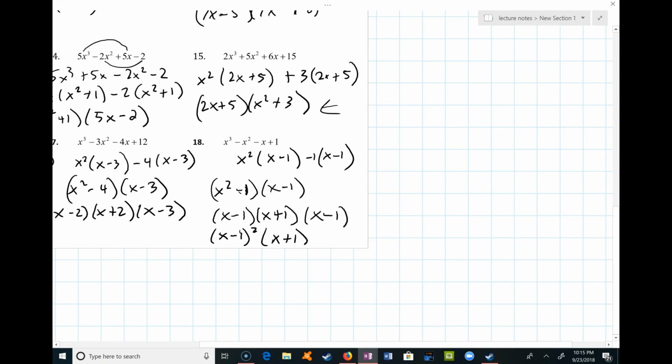All right, so there's the grouping method. Hopefully that is, after doing a bunch of these, beginning to flow with you. And that really concludes my video series on factoring.